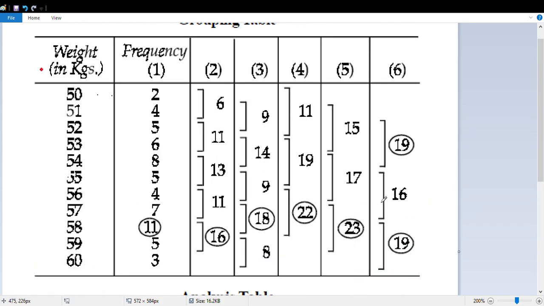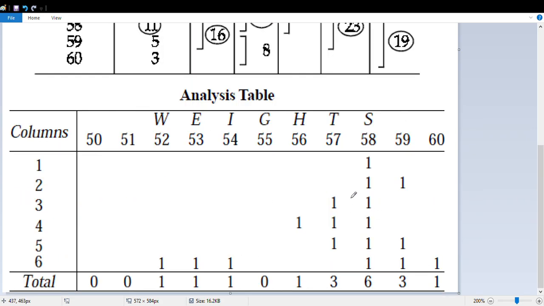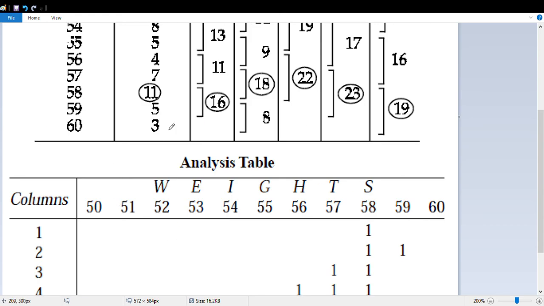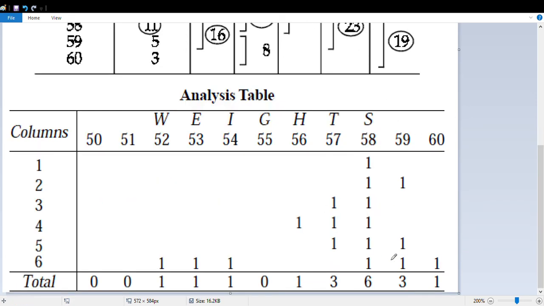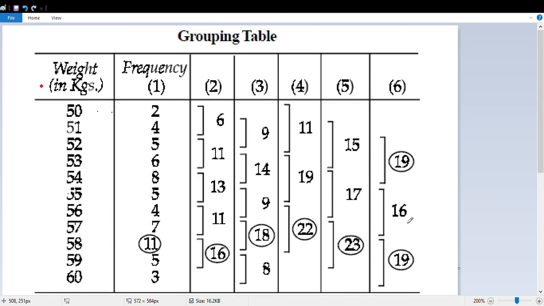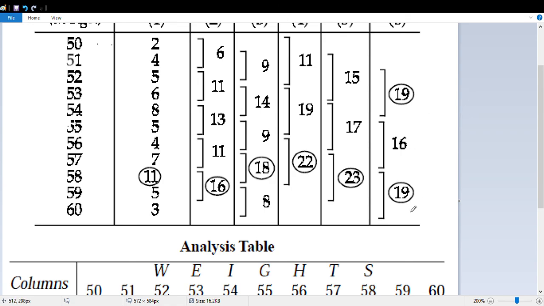In the same way, in column number 5, 23 is the highest frequency. How do we get this 23? 7 plus 11, 11 plus 5. By adding all these values, we get 23. Corresponding to these frequencies the variables are 57, 58, 59. Under 57 one tally bar, 58 another tally bar, 59 another tally bar. In the same way, in column number 6, the highest frequencies are 19 and 19.